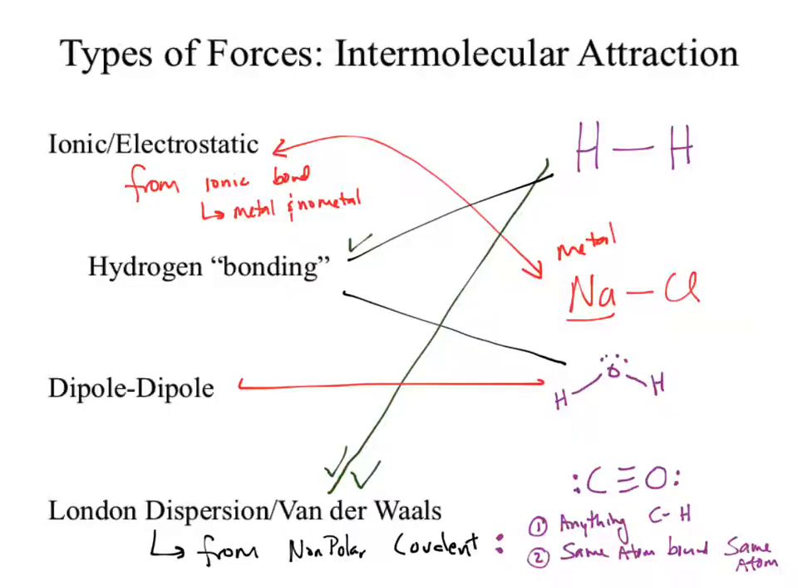We've got 2 more definitions. Dipole to dipole. When do I have dipole-dipole? Okay, I need, from a polar covalent bond. Okay, so we're again using terms that we can't work with. I need a new definition for polar covalent.